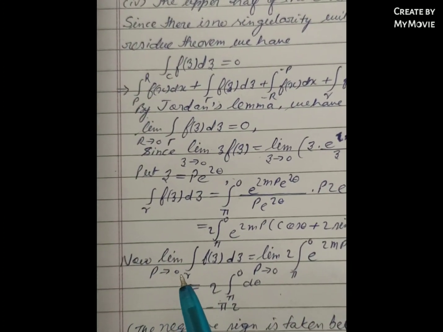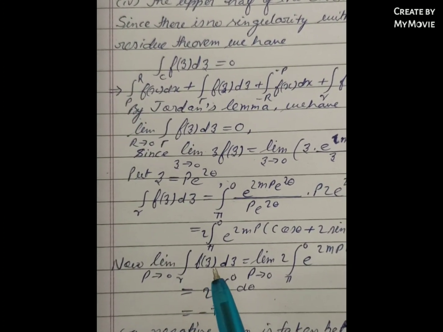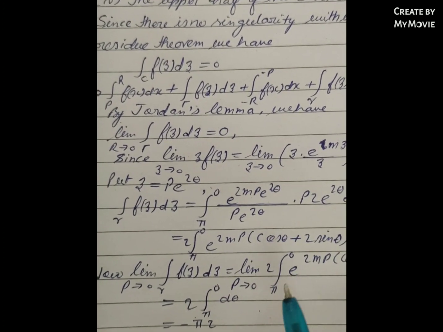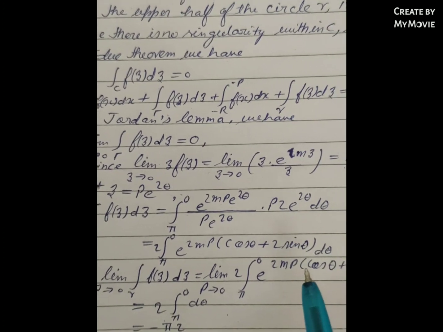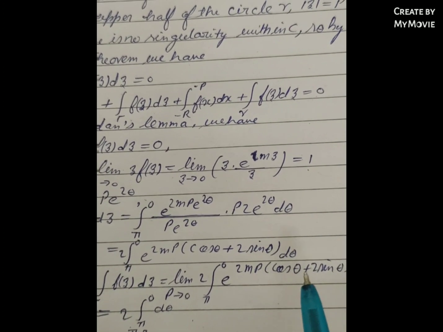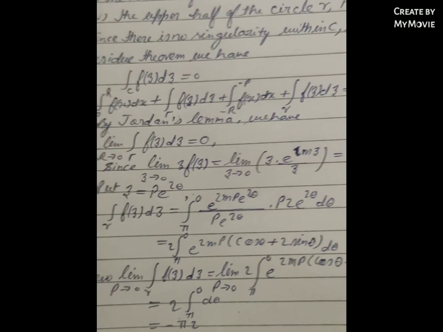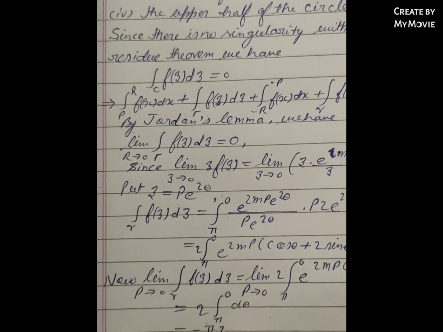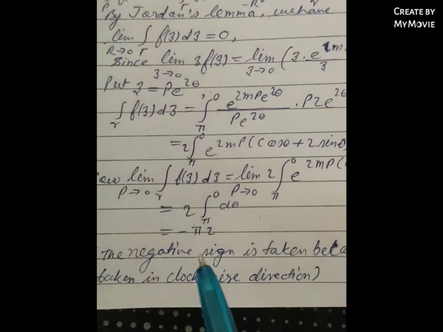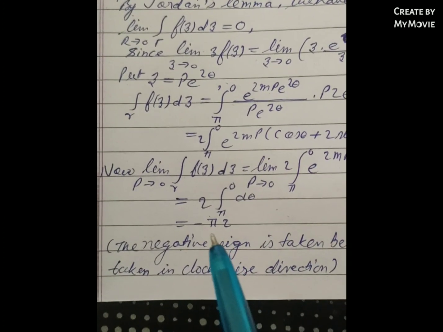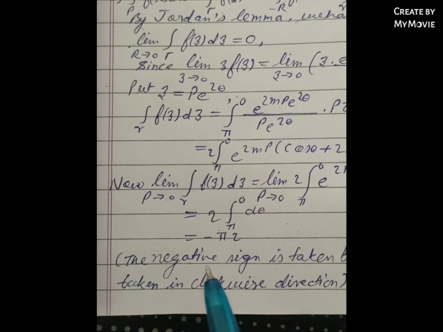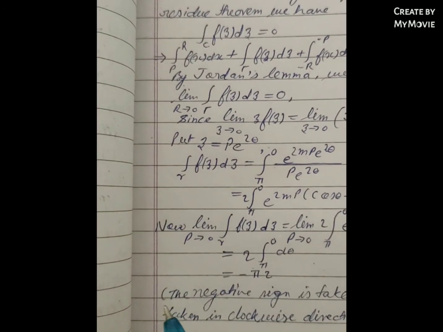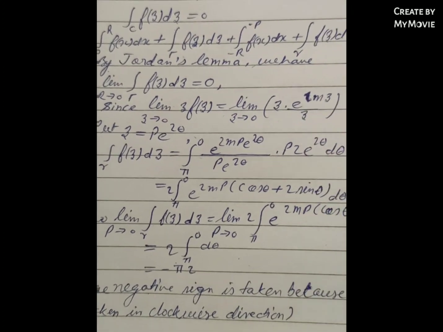Now the limit as rho tends to 0 of the integral over gamma of f of z dz is equal to the limit as rho tends to 0 of i times the integral from pi to 0 of e raised to i m rho cos theta plus sin theta d theta, which is equal to i times the integral from pi to 0 of d theta, which is equal to minus pi i. So the negative sign is taken because the contour gamma is taken in the clockwise direction.